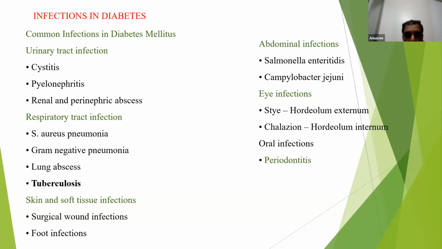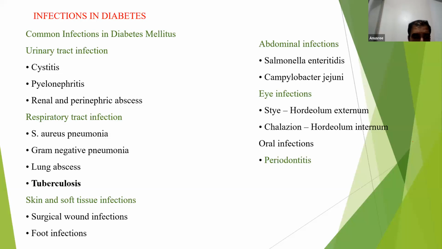So infection and diabetes. It is not merely the hyperglycemia that is causing infection; it is partly the patient's part and partly their immune response. The common infection which we see is urinary tract infection, which may present as cystitis, pyelonephritis, or renal abscess. Whenever your diabetic patients come to you with fever and fatigue, always think of UTI in a diabetic patient. And respiratory infection: common commensal bacteria may become notorious when we have uncontrolled diabetes or a poor immune response. That can be Staph aureus pneumonia, gram negative pneumonia, lung abscess, tuberculosis. It has been seen that tuberculosis is much more prevalent in diabetic patients because of their decreased immune response.